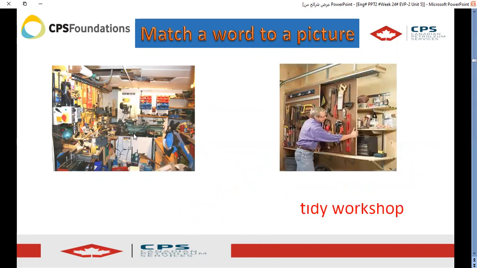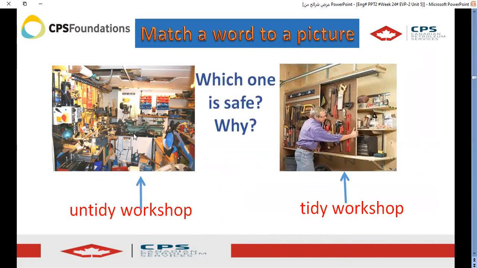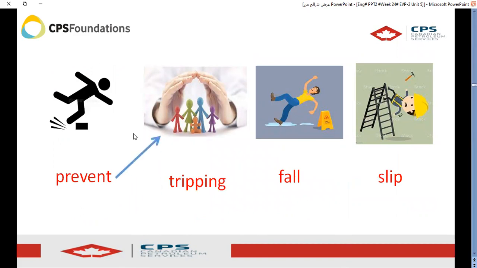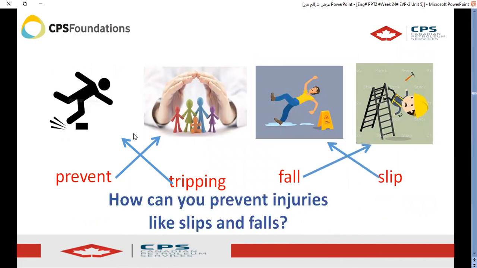One of them is tidy, one of them is untidy. Tidy, untidy. We should keep our workshops tidy because this will lessen the opportunity of people getting tripped by objects on the floor. Okay, fall, prevent, tripping, slip. Of course, this is prevent, as you know. This is tripping. This is fall, and this is slip or slipping.